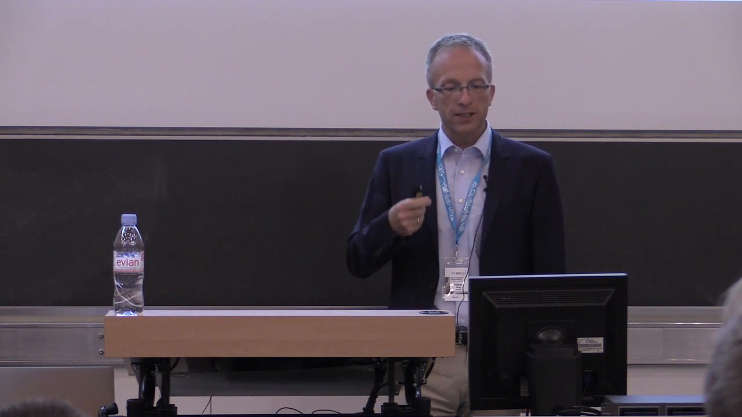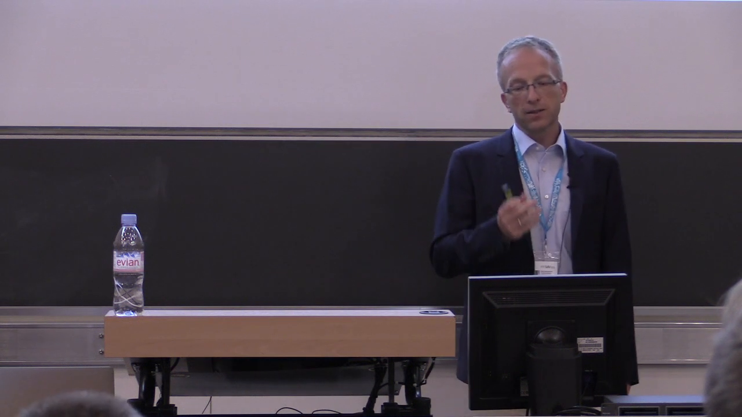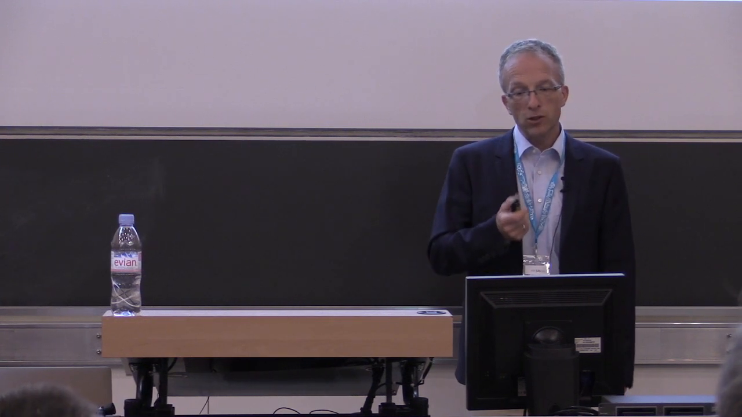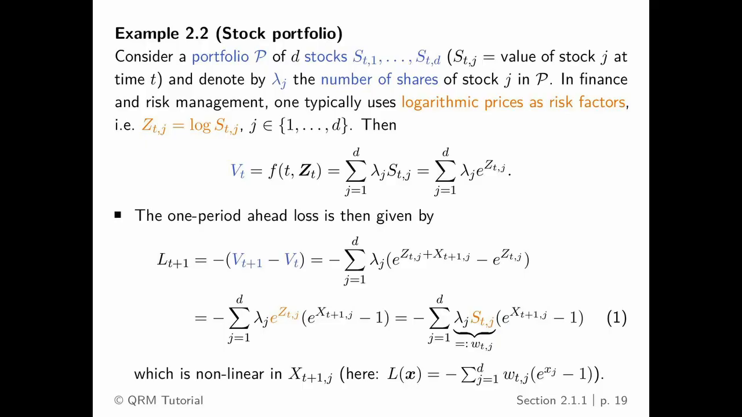The value at time t is just the sum over our d stocks, lambda_j S_j, or that's the sum over j of lambda_j e to the z_{t,j}, because z_{t,j} is just the log stock price. And then the loss is minus the change in value. That's minus the sum over all stocks of lambda_j times e to the power of z_{t,j} plus X_{t+1,j}, minus e to the z_{t,j}. That's just notation. Okay, so that's the change in the value.